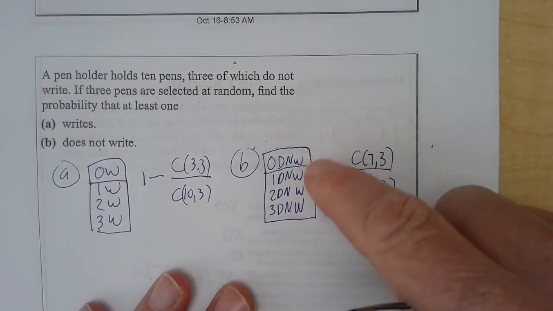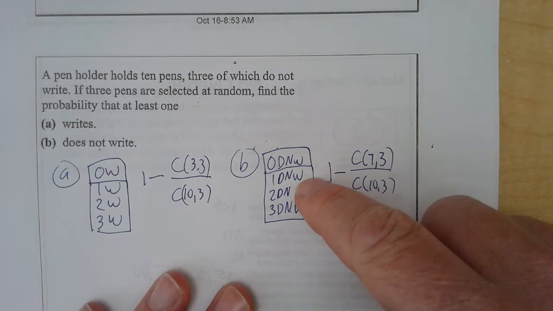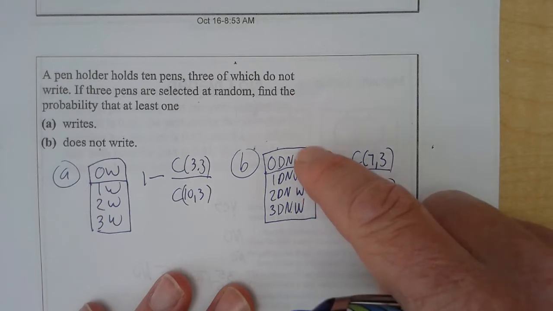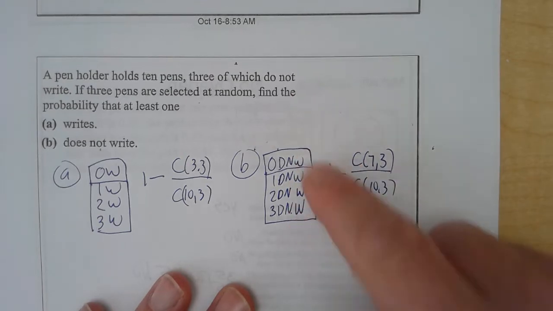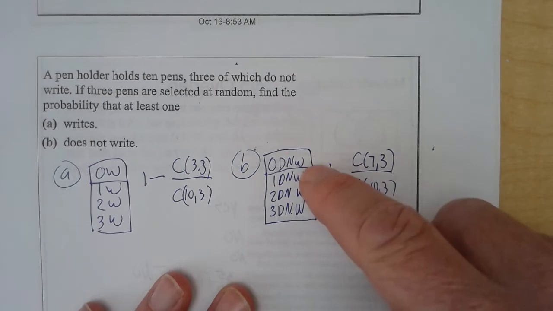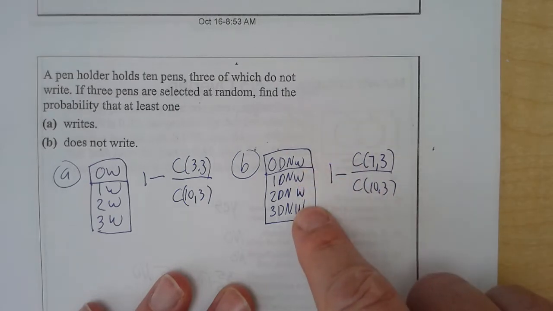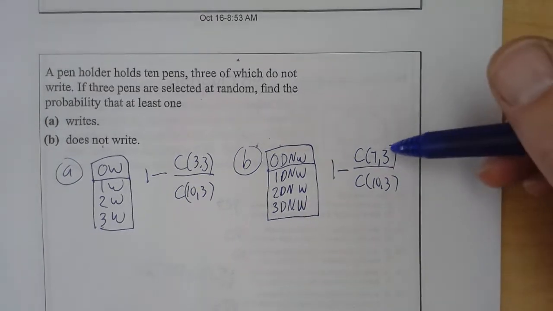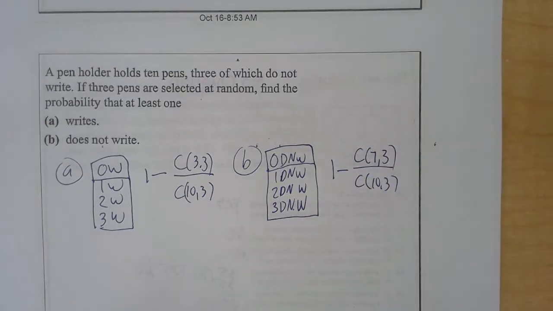So none of them do not write, which means they all write. So 3 write, 2 write, 1 write, none write, which means all 3 of them do not write. Wow, that's kind of confusing. So you get this answer over this answer, subtracted from 1, and that is the answer.